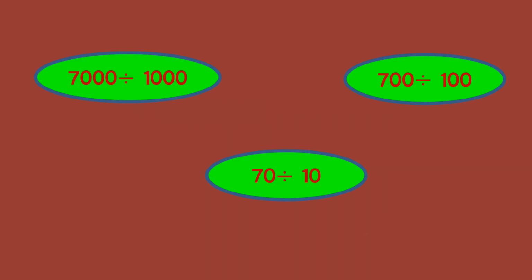Now let's consider these number bonds. Now 7000 divided by 1000. What is the answer? It is 7. Isn't that so? So 700 divided by 100, that is also equal to 7. 70 divided by 10, that is also equal to 7. Therefore, by several simplifications, you can obtain the same answer.